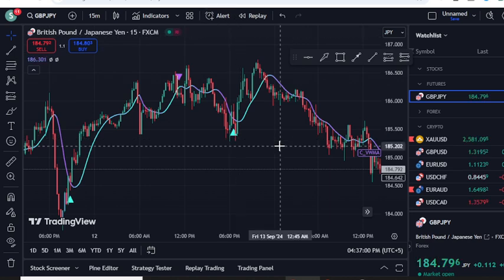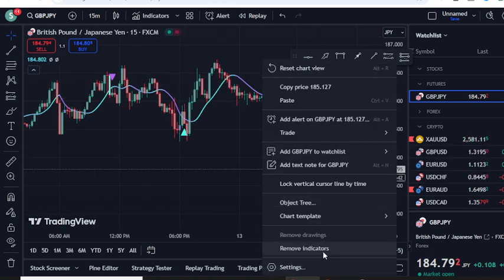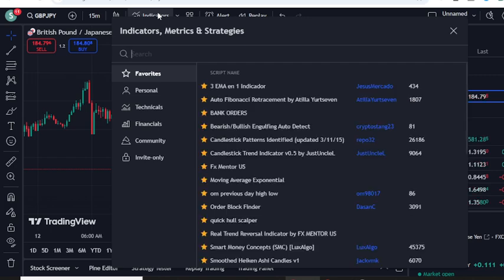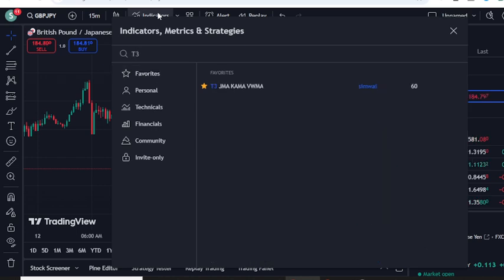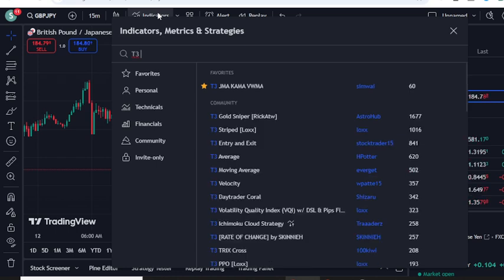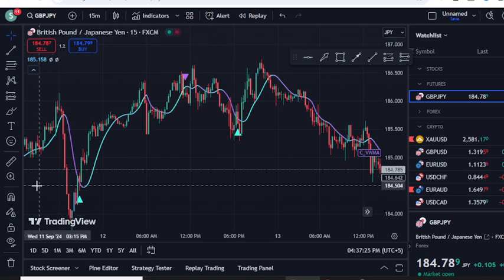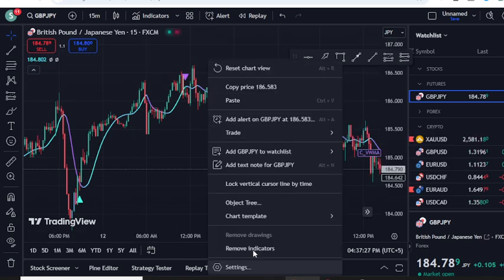Okay, now let's come back to the point, and let's reattach this indicator so that we can use it completely for free. In order to attach this indicator, you need to write T3 on TradingView, then give a space, and then write JMA. So please understand, again I repeat, T3 space JMA. When you click this indicator, you can see it is automatically plotted on your chart.